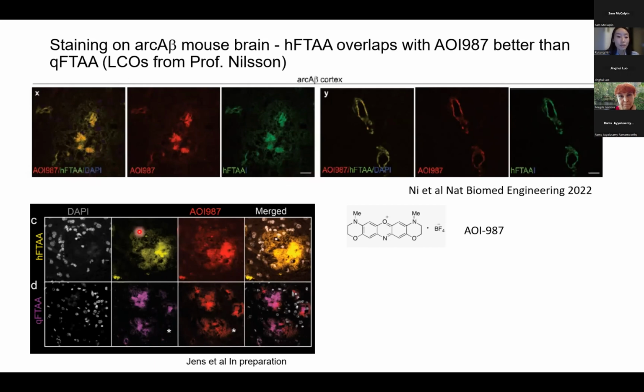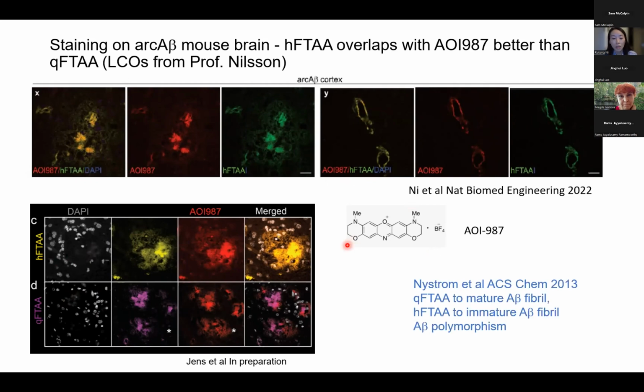However, as you can see in panels C and D, there is some mismatch in the QFTA with AOI 97. So AOI 97 and the HFTA both overlay well in the parenchymal plaque as well as in the CAA, cerebral amyloid angiopathy. Actually, there has been a previous study. They suggest that QFTA may bind to more mature A-beta fibril, and HFTA might bind to more immature fibril.